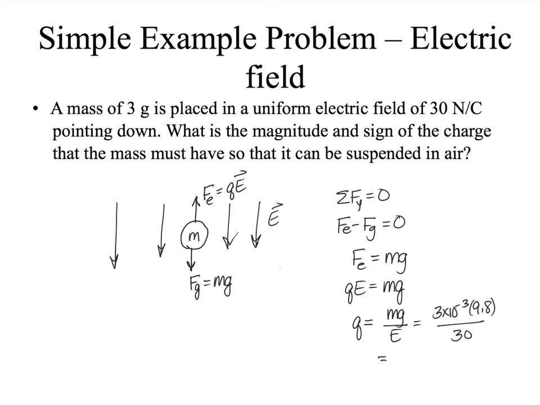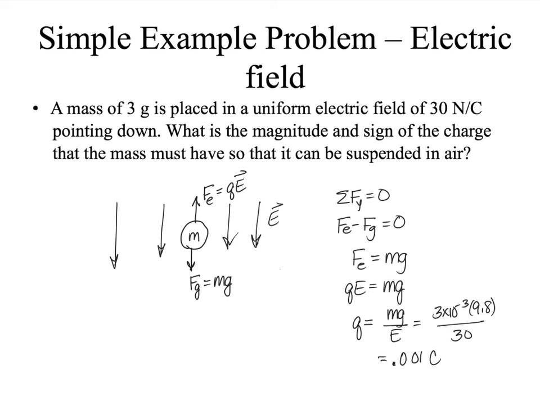And let's do the numbers really quickly, because I forgot to do this calculation earlier. So I'm going to get 0.001 coulombs. I think it's a little rounded off, but that's okay.